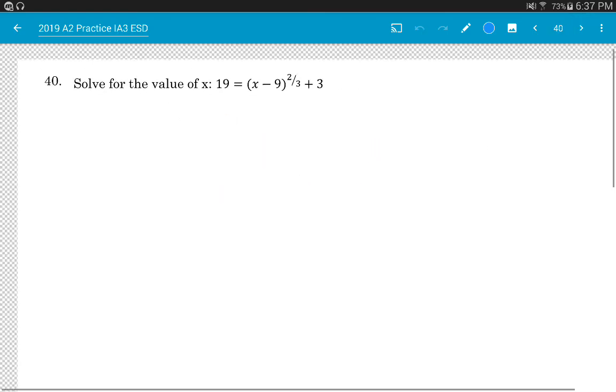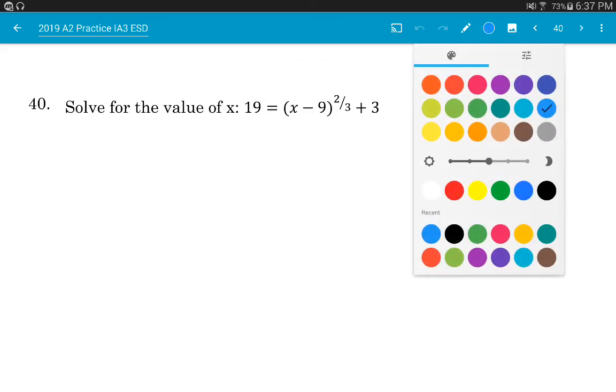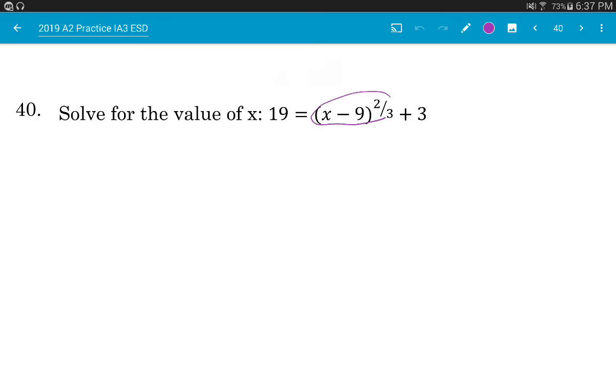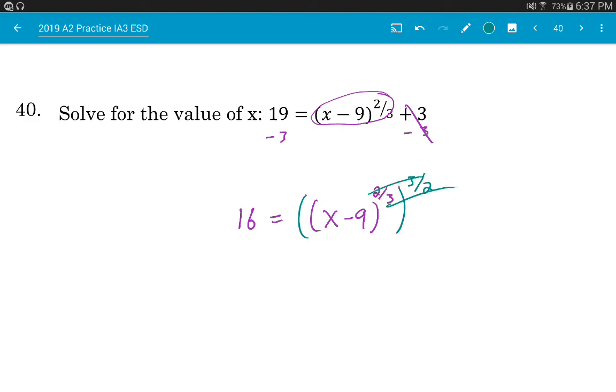Solve for the value of x. So what I want to do here is get the exponential term by itself, so it's minus 3 on both sides. I'm going to get that 16 is equal to x minus 9 to the 2/3 power. In order to get rid of a 2/3 power, I'm going to want to raise both sides to 3/2. Oop, 3 over 2. So these will cross out. If I do it on one side, I need to do it on the other.